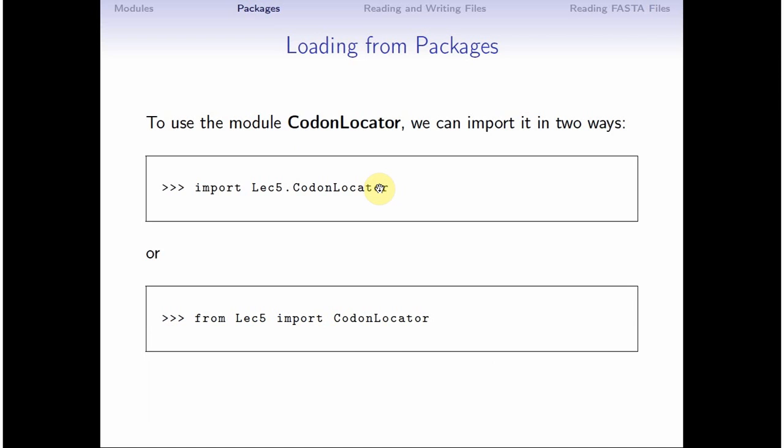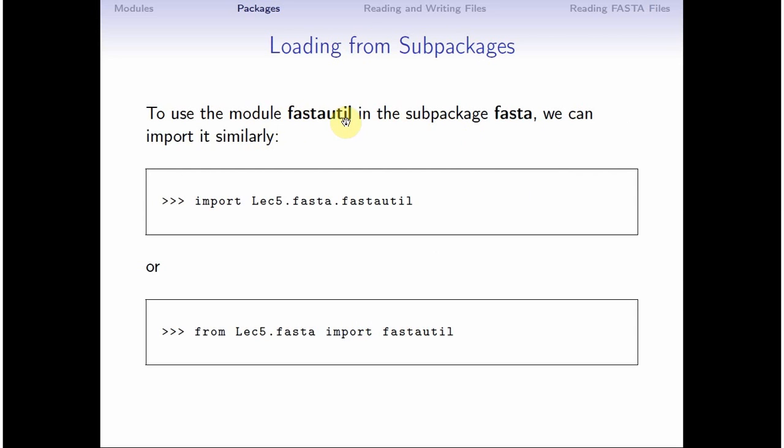So how do you load packages? For example, the codon locator. You can import two ways: import lec5 codon locator, or from lecture file import codon locator. If you want to use the function, how? Same: first the package, second the module inside, then the function. So you can use it this way. After that, if you want to use the function, make sure you dot another one.